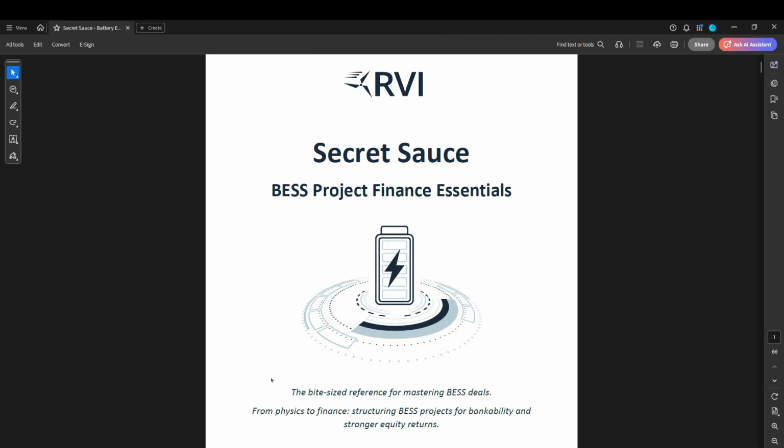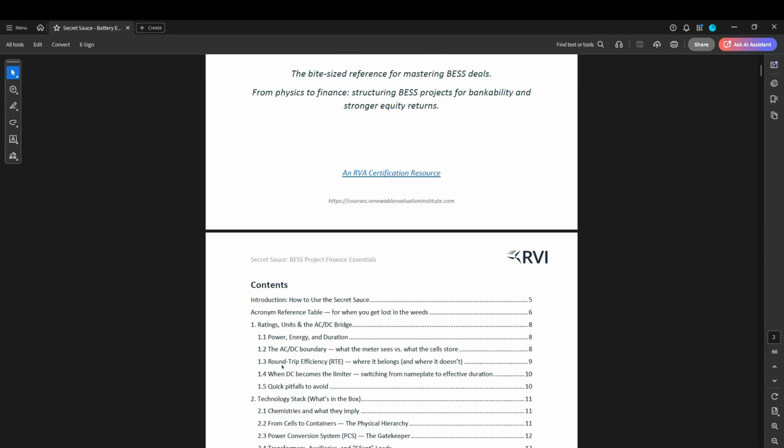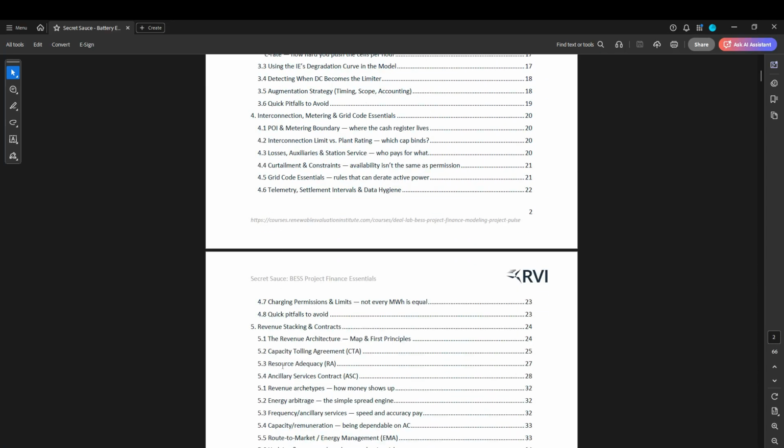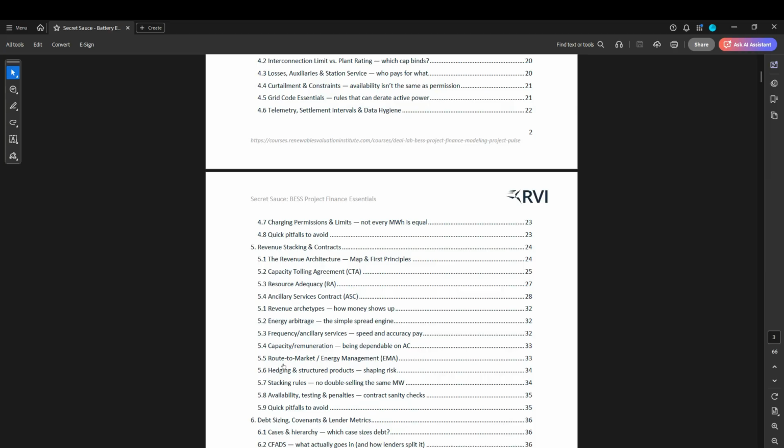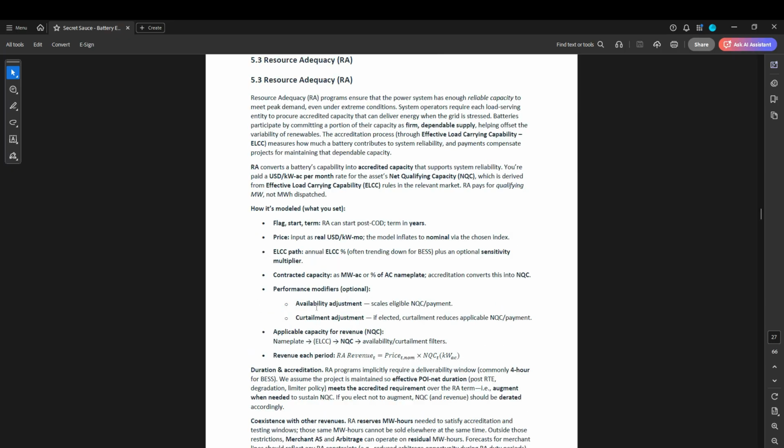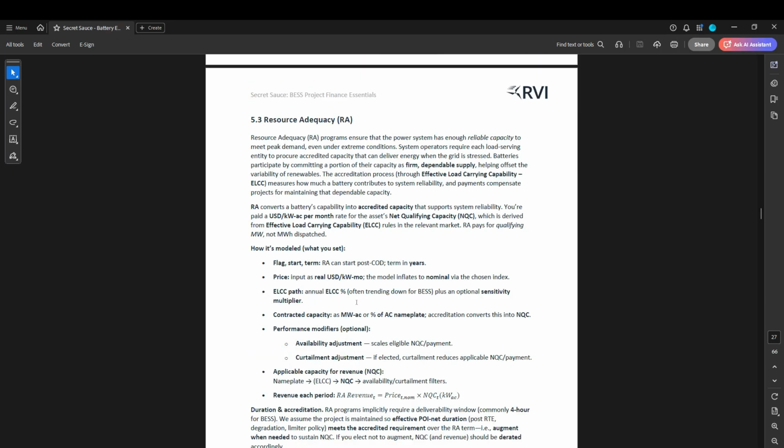But before we do that, I want you to be aware that within our secret sauce, concepts like effective load carrying capability and any other BESS related items or project finance related concepts are all covered in detail here. So if you're ever confused about a concept or if you don't know a certain acronym, such as ELCC, you can always read up on these concepts in the secret sauce that is downloadable in the first lesson of this course.